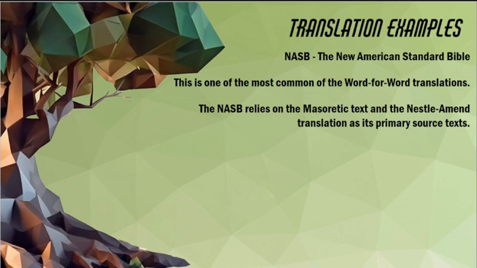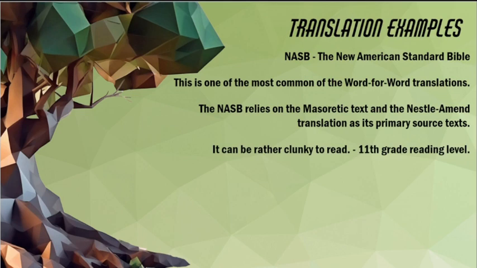But the NASB can be rather clunky to read. It comes in at about an 11th grade reading level. So it can be harder to understand at times. You have to go a little slower through it. You're not just going to fly through it as easily.